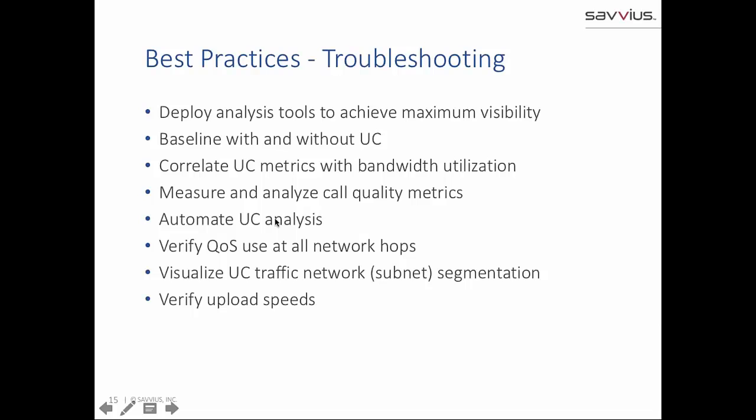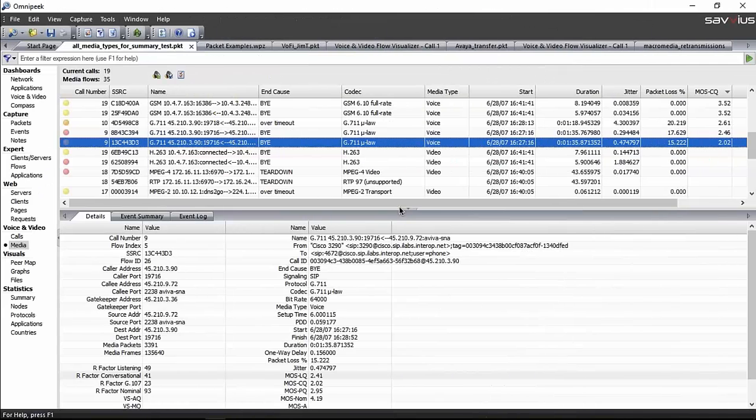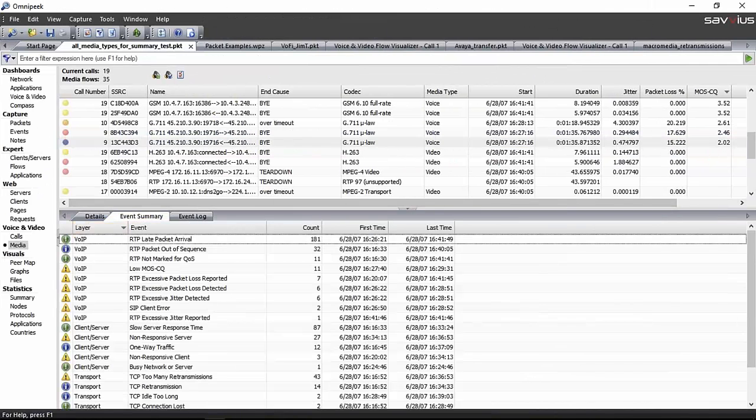Also being able to automate that UC analysis, right? So one of the other things that we've talked about is things like, again, not marked for QoS, or excessive jitter, or excessive packet loss. Those are all things we want to know. We don't want to have to analyze those for ourselves. And again, the great thing is we can have software that does that automatically for us.